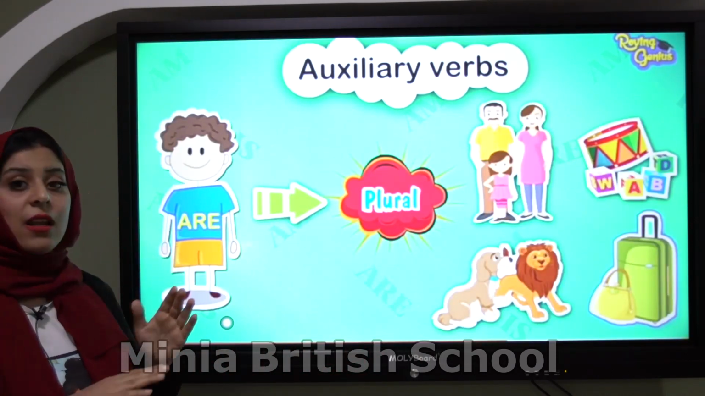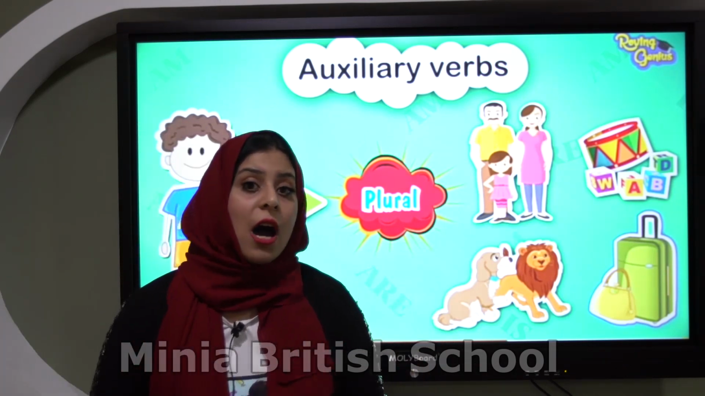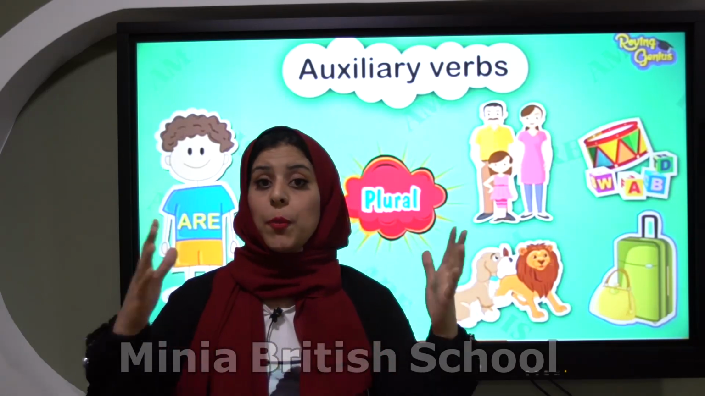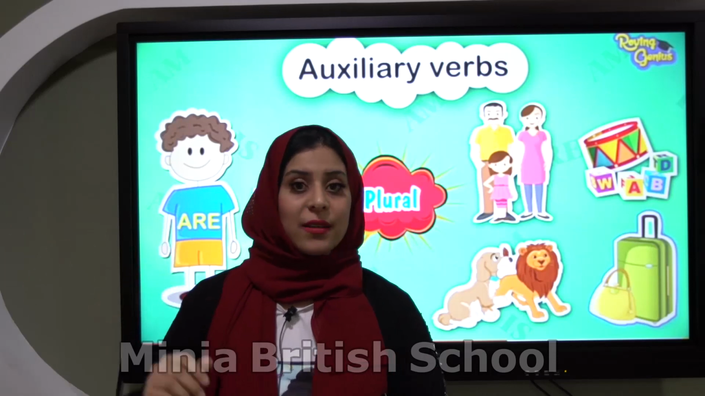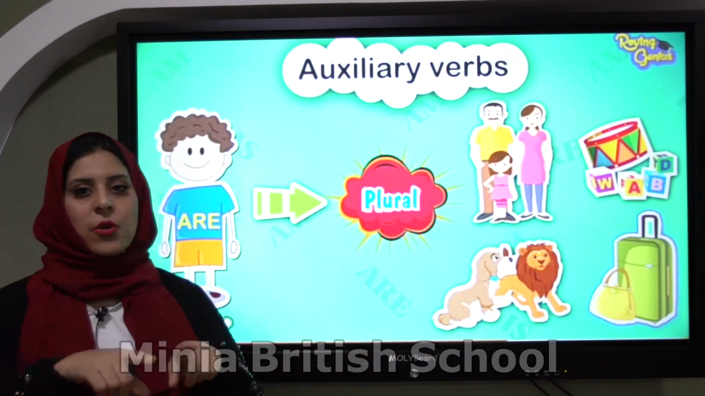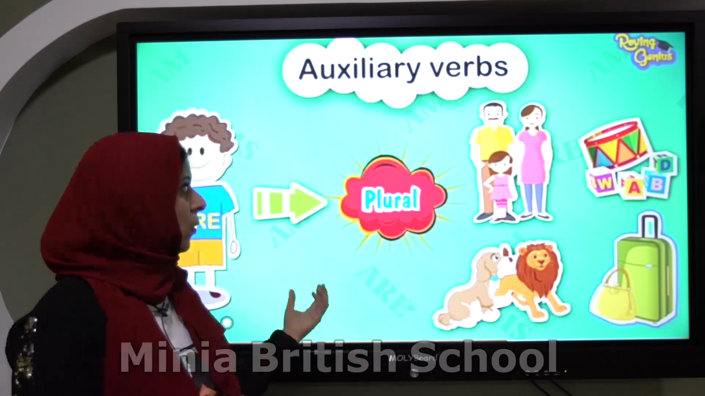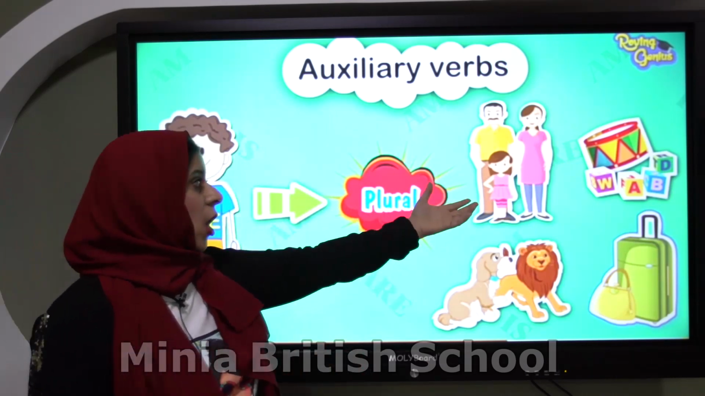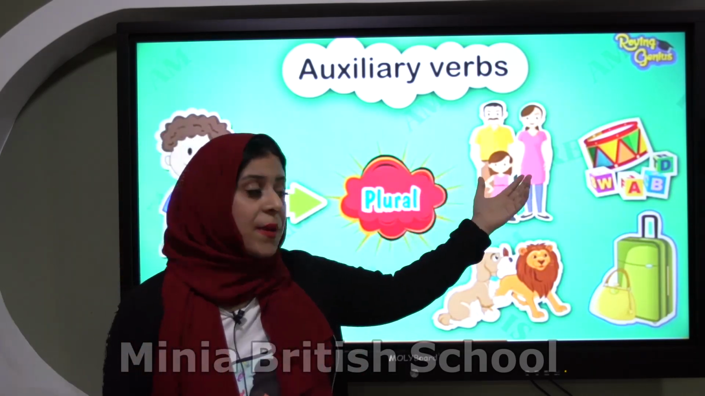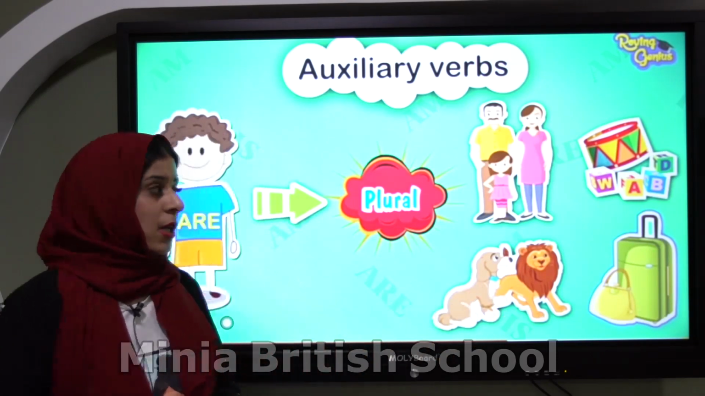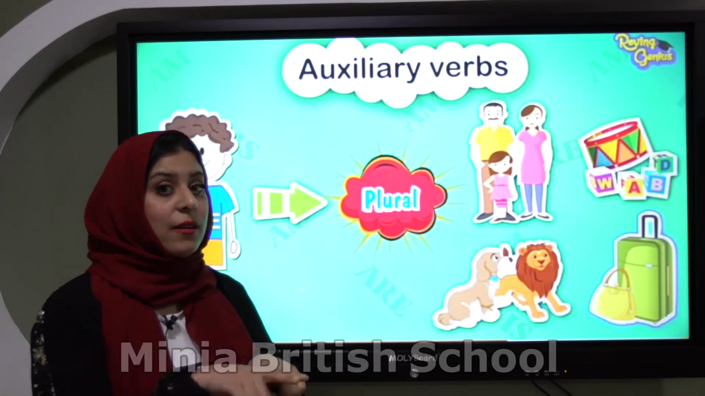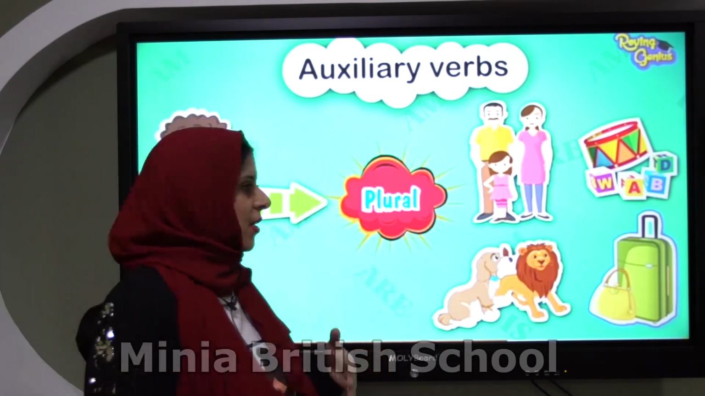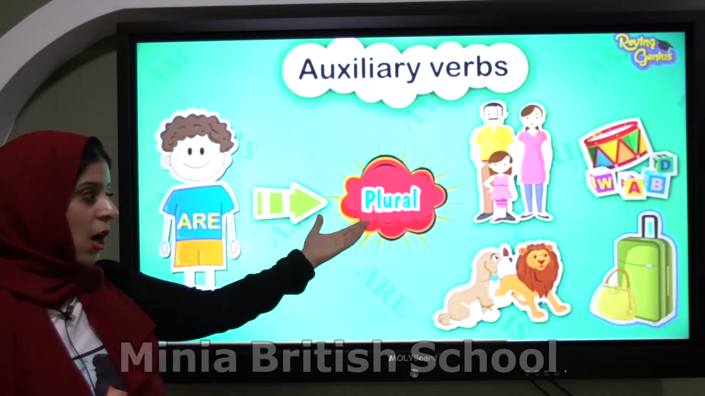Okay, this is the last brother, Are. Are likes to hang around with plural. What is the meaning of plural? Plural means more than one, okay? Plural persons, things, animals, objects. They are a family. They are happy. They are animals. Are likes to hang around with plural. Plural means more than one.